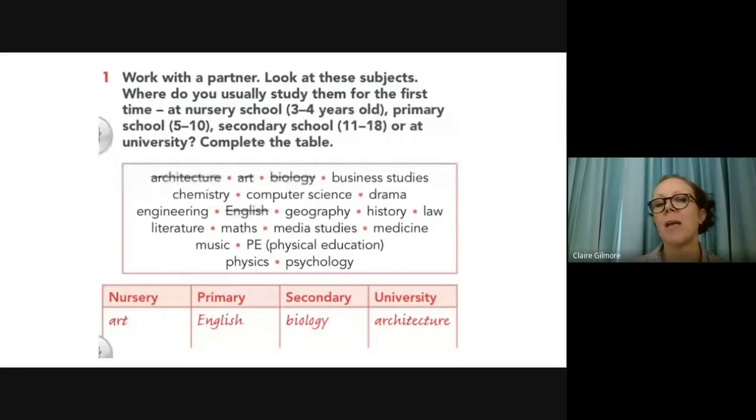You would do that maybe for the first time at nursery school. In primary school, you may study English for the first time. In secondary school, you would study biology for the first time, and then at university, you would study architecture for the first time. So, what I'd like you to do is place down all of those subjects from the box into the table that you have there. So, you can pause the video now and complete that exercise.